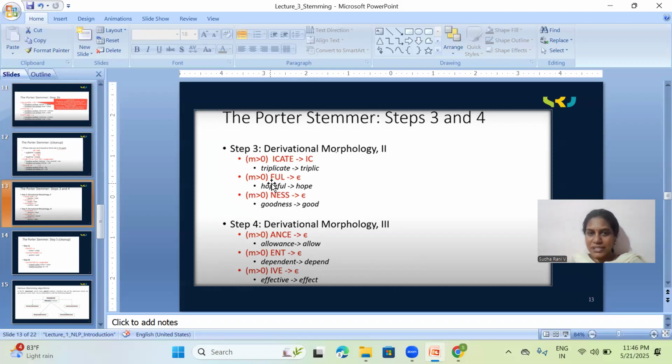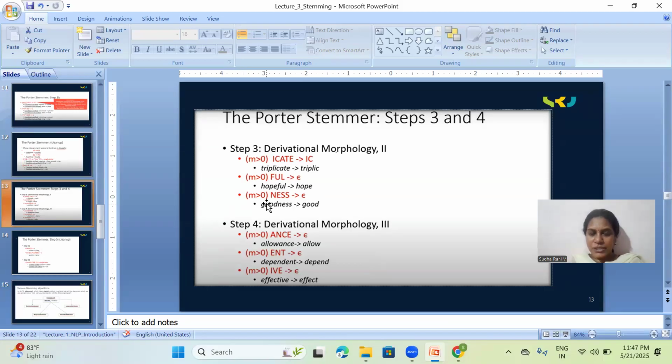Next, m is greater than 0. FUL tends to null. See here, hopeful, joyful, hopeful. So FUL is replaced with null. So the condition is satisfied.